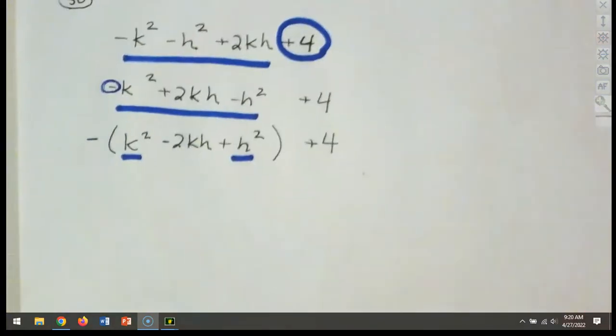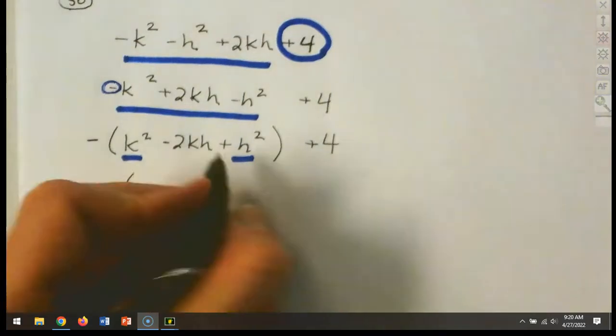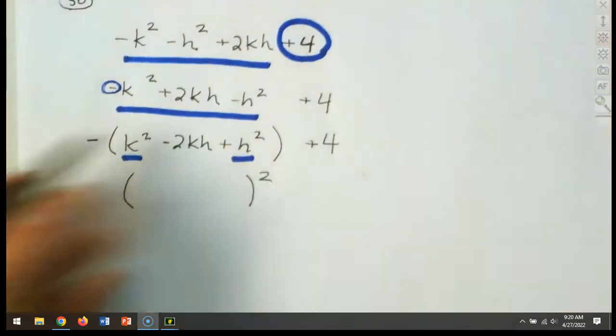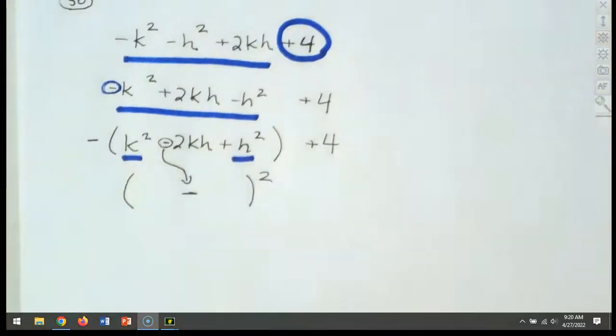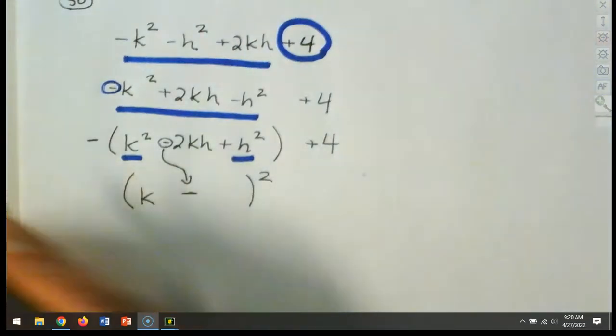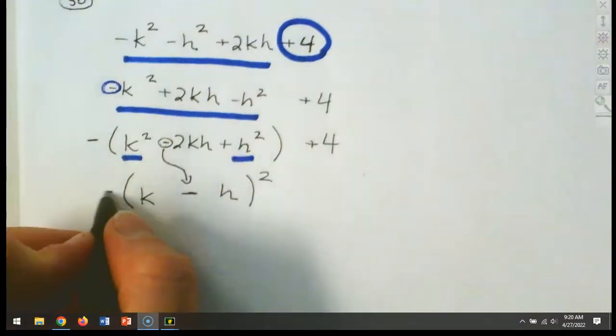No numbers there, but what do we know about k squared? Perfect square. What do we know about h squared? Perfect square, right? Always look for squares. So that means this is a perfect square trinomial. The negative is going to come down. And that's k. And that's h. And the negative is still out front.